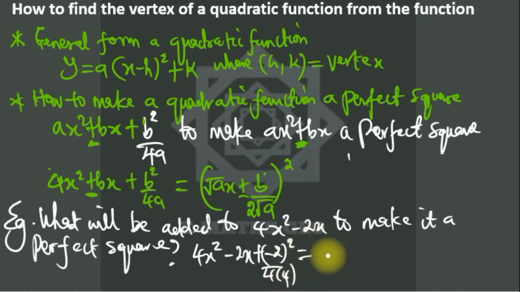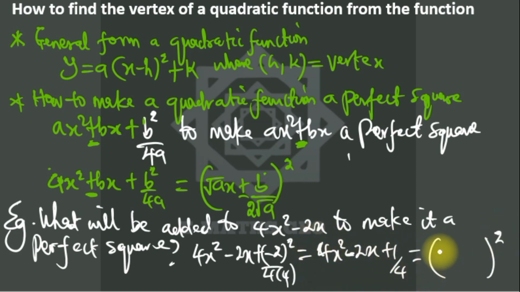Which is now 4x squared minus 2x plus 1 over 4. So we'll add 1 over 4 to make it a perfect square. The answer is 1 over 4. And it will now turn to this: the square root of 4x squared is 2x, minus the square root of 1 over 4, which is 1 over 2. So that's the perfect square now. Once you add 1 over 4, it will turn to this.